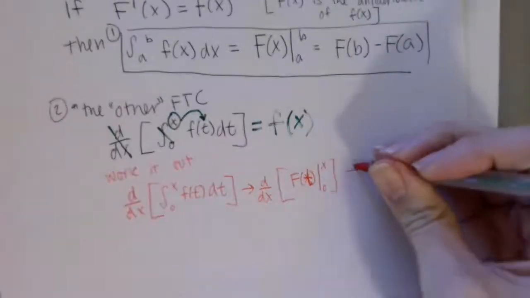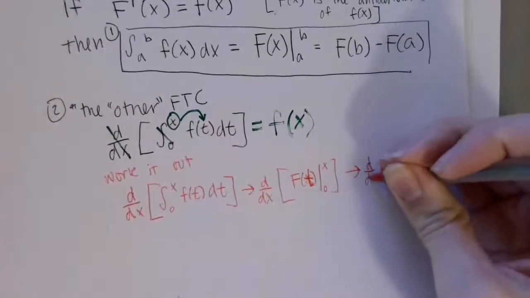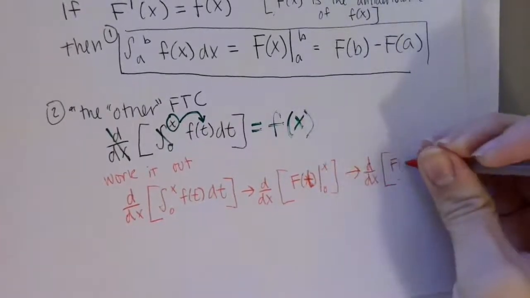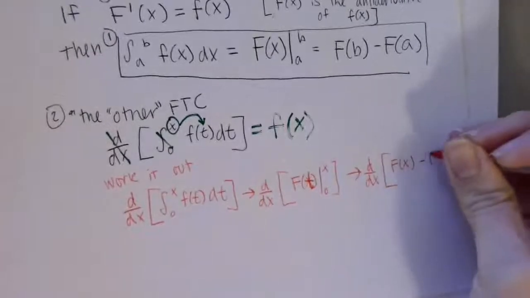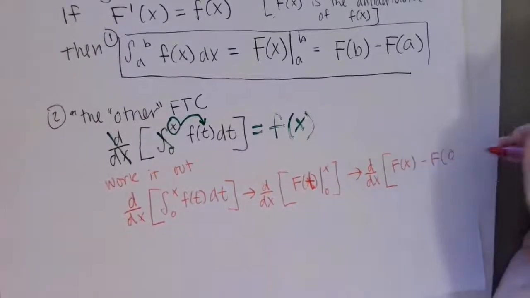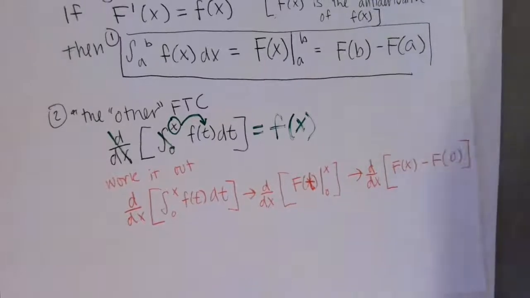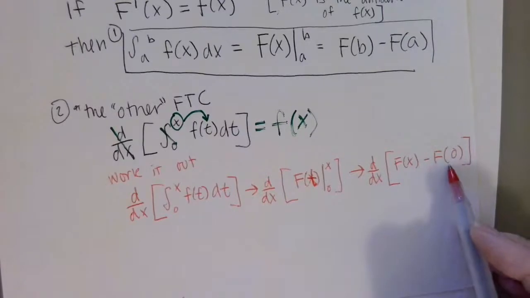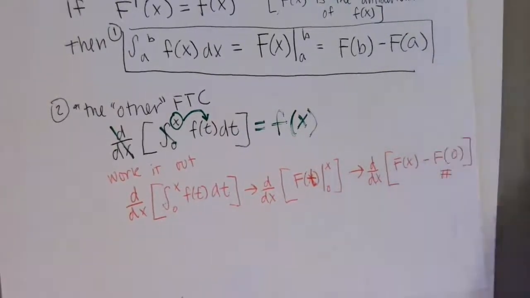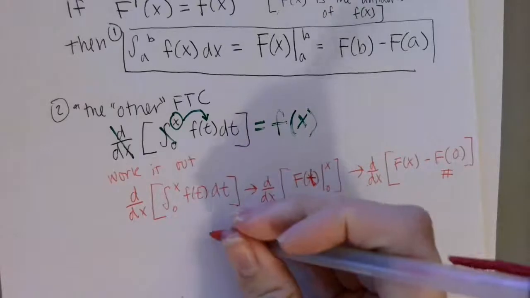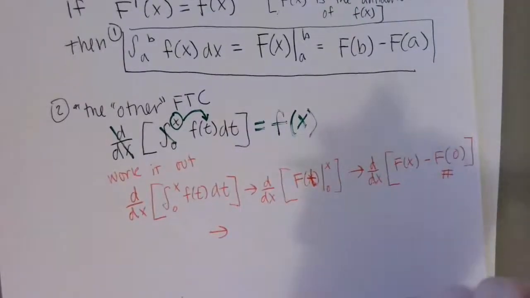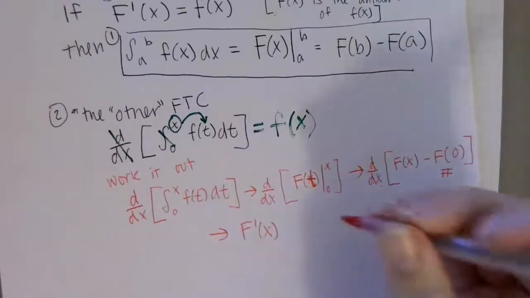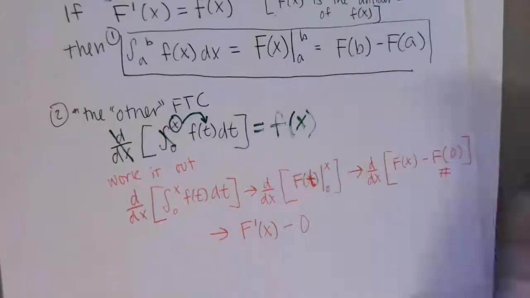Still haven't taken a derivative. This becomes the derivative of big F, now I'm going to plug in, of x minus big F of 0. Well, big F of x is a function, and big F of 0 is a number. So now I'm actually going to take the derivative here. So the derivative of big F of x is big F prime of x minus the derivative of a number, which is 0.